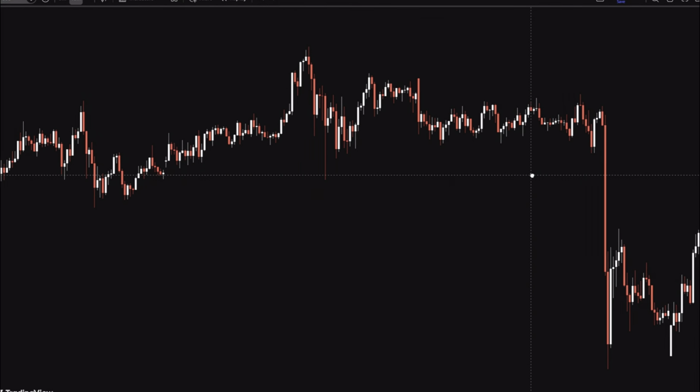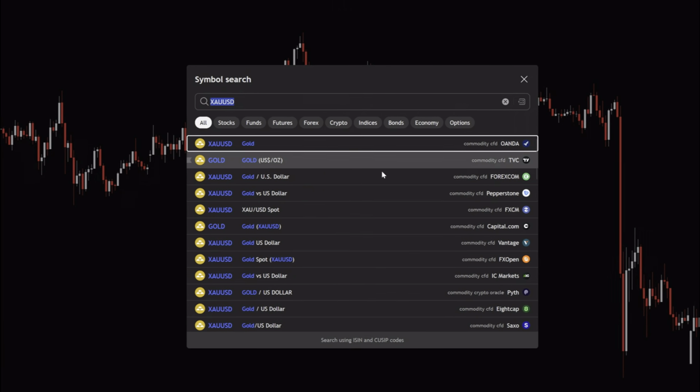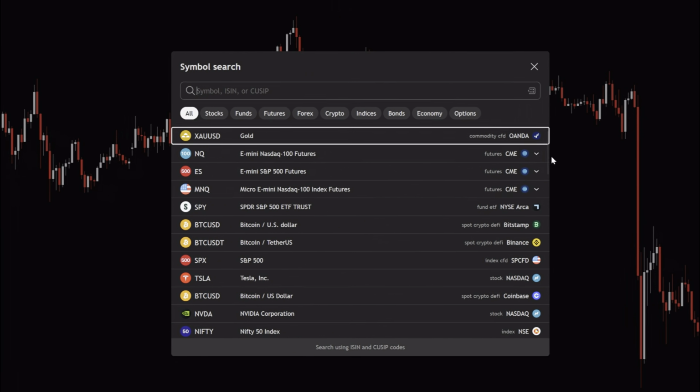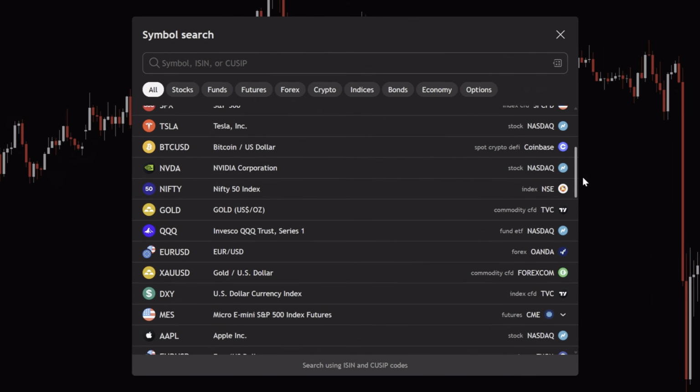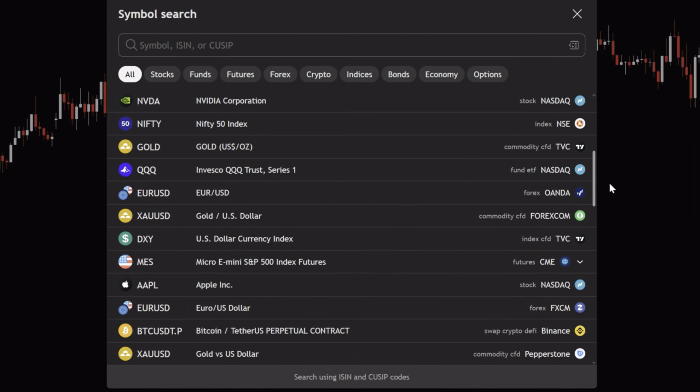This strategy works across all markets and time frames because price structure is universal. It scales from 1 minute to daily charts because support and resistance and market structure exist everywhere.